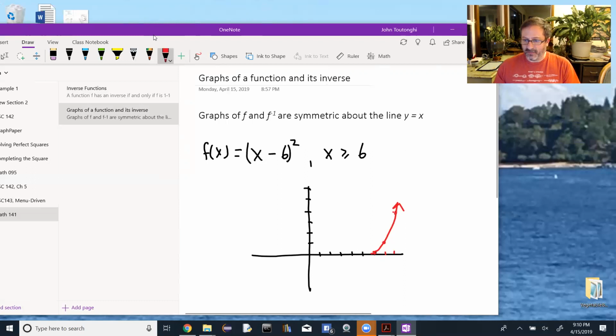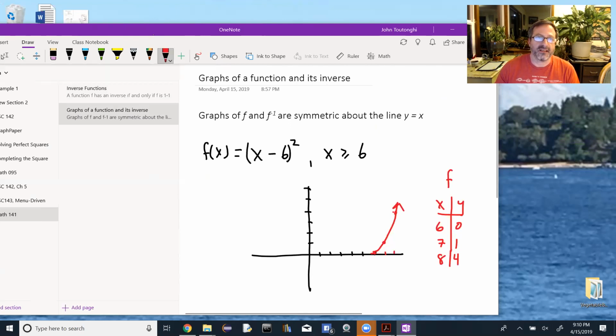So the actual points there, not the shifted points, but the actual points are 6, 0, 7, 1, and 8, 4. You could plug these in here. 6 minus 6 is 0, squared is 0. 7 minus 6 is 1, squared is 1. 8 minus 6 is 2, squared is 4. I just want the actual points on F.